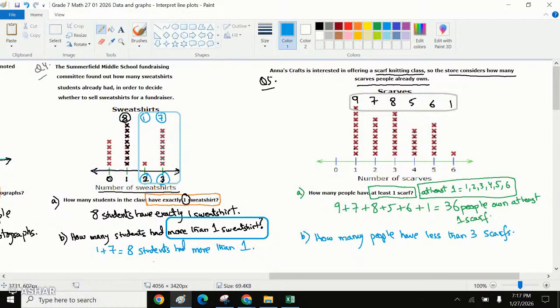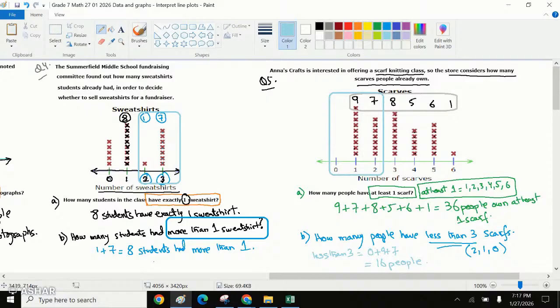Okay, for the next part of the question, it says how many people have less than 3 scarves? Less than 3 means they can have 2 scarves, they can have 1 scarf, or they don't have a scarf, right? These are the 3 possibilities. That means less than 3 would be equal to 0 plus 9 plus 7. That means 16 people owned less than 3 scarves.